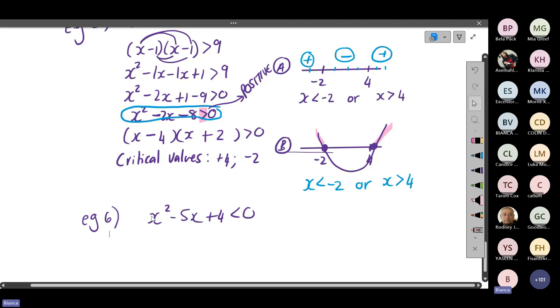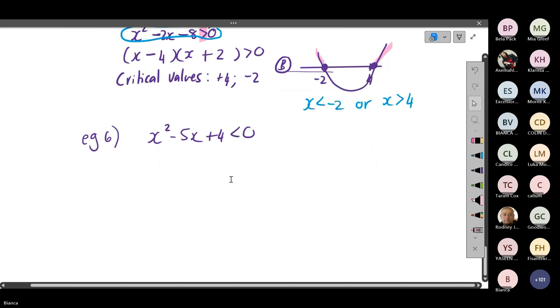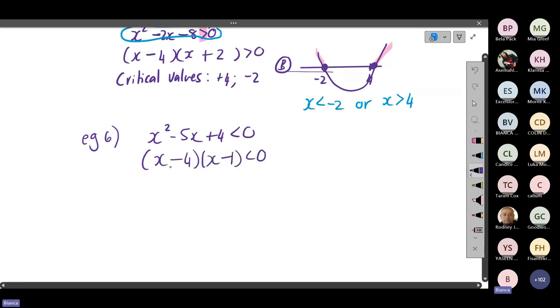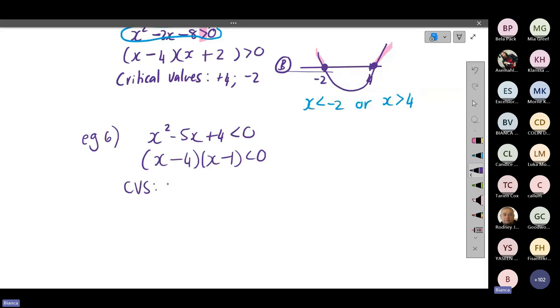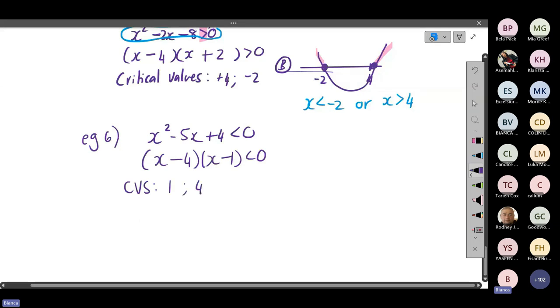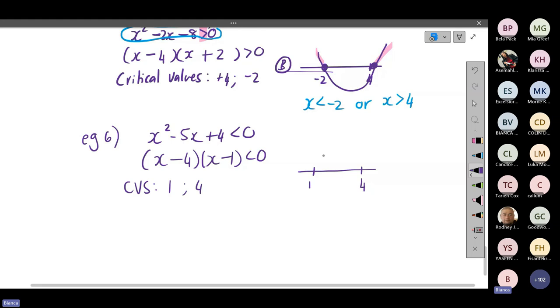Okay, let's see how you did. So it's already equal to zero, right? So all we need to do is factorize or use the quadratic formula. So this becomes x minus 4 and x minus 1, right? You don't actually write here x equals 4 or x equals 1. You write your critical values. What's the first critical value? 1 and 4. On your number line, be careful. Always put the smaller number first. Doesn't matter how you write it here. Always put the smaller number first on your number line, okay? And then you can do the plus minus plus, or you can do the parabola.